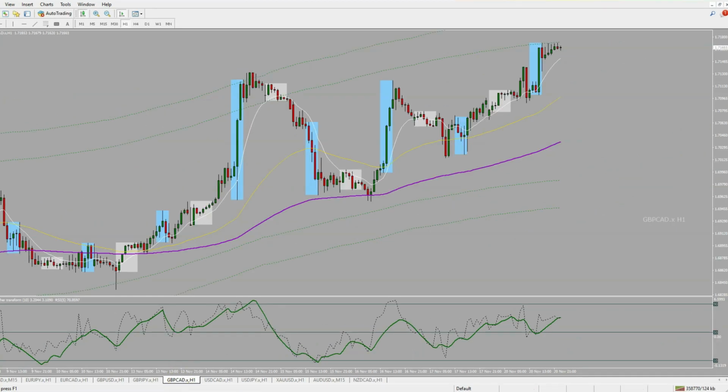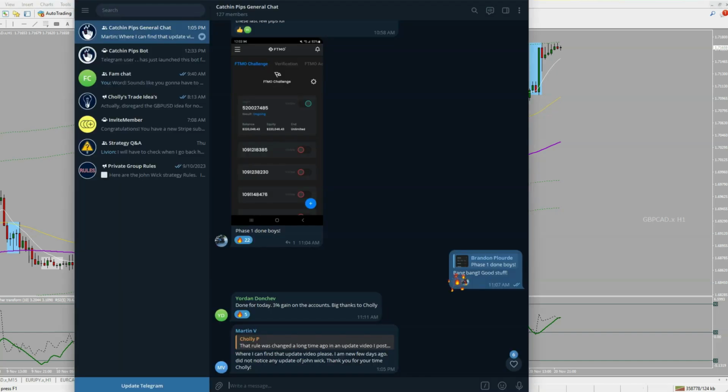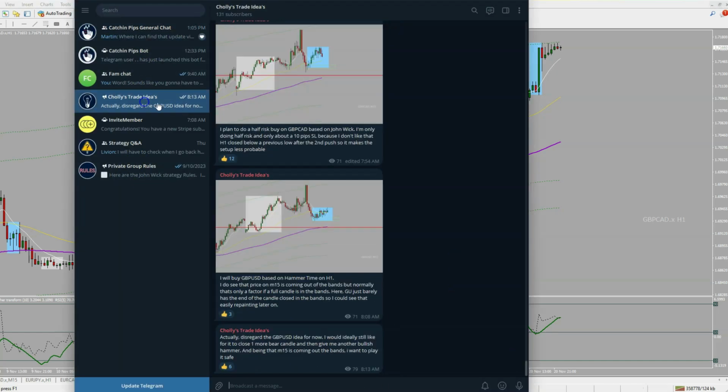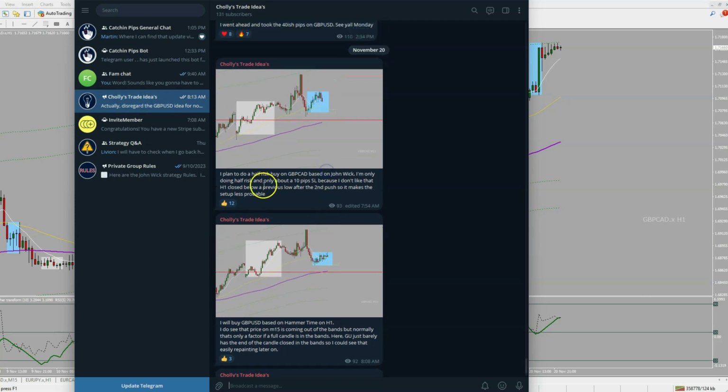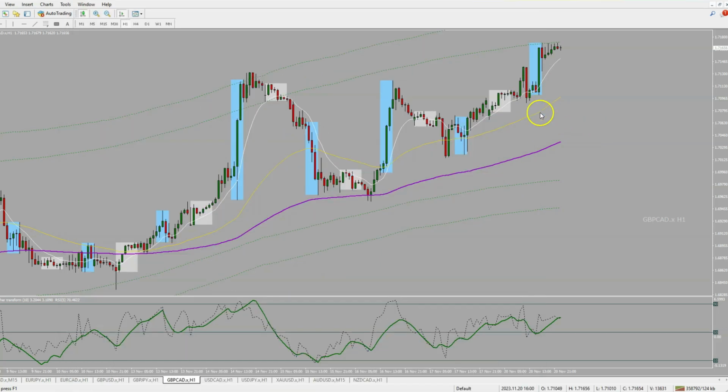And now that I'm thinking about it, because I almost forgot, there was a John Wick trade today on the GBP CAD. I actually missed this trade, because I saw it coming. I posted it in the group and everything, which I can show you. Let's see, where was my trade ideas, right here. I was planning to do a half risk buy on the GBP CAD based on John Wick. The setup was a little bit ugly. That's why I was going to use half risk on this particular one.